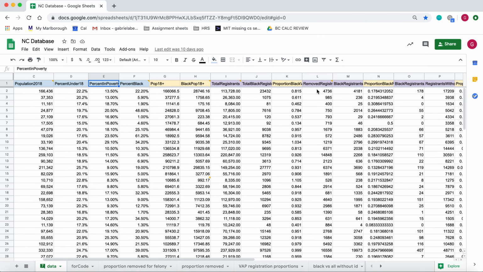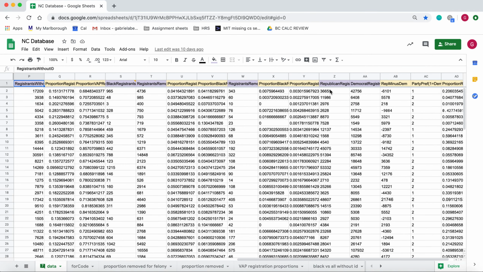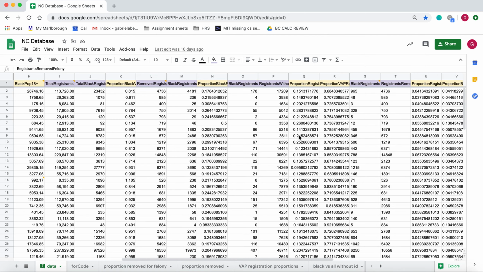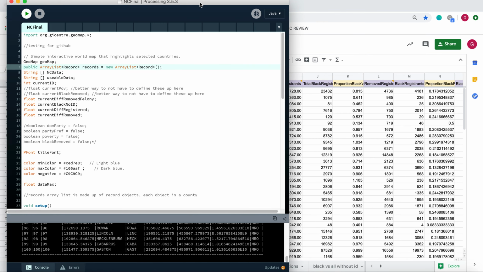And so I was doing a lot of calculations. I was finding the proportion of people registered, the proportion of registrants without IDs, the proportion of people registered who were removed for felony convictions, and all sorts of things. And I found all of these numbers and proportions, and then I started running some statistical tests. And I basically used those statistical tests so that I could craft maps displaying the results that were found to be statistically significant. So I exported this as a CSV, and I started working in Processing.